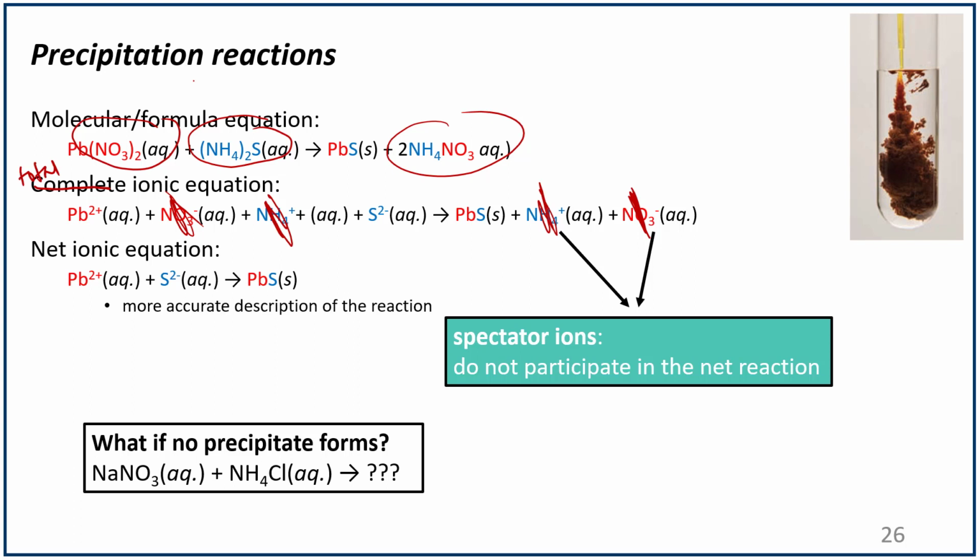Okay, now for the net ionic equation, it's basically everything that was not cancelled out from the total ionic equation. So we have here lead 2 plus and sulfide 2 minus going into lead sulfide. And that's how you write all of these three.